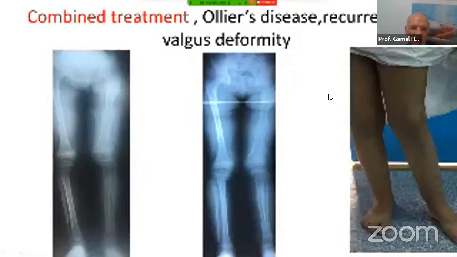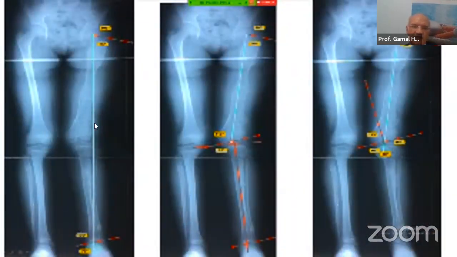We drew the mechanical axis from the center of the hip to the center of the ankle. It passes lateral to the center. That means the patient has a valgus deformity. Where does that valgus deformity lie? Then we drew the mechanical axis of the femur, from the center of the hip to the center of the knee. So actually it's mostly femoral deformity, but we also have a little tibial deformity.